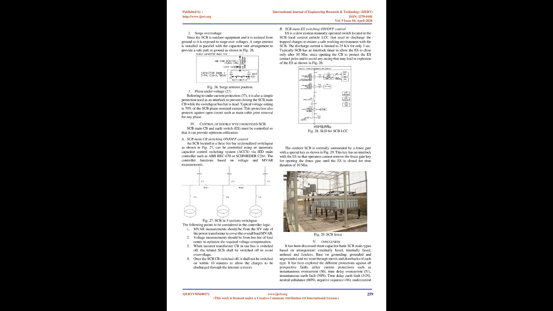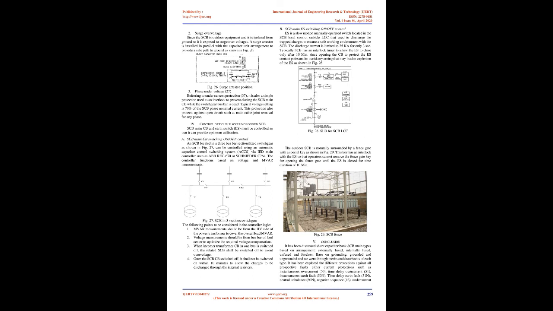Control of double wye ungrounded SCB. SCB main CB and earth switch, ES, must be controlled so that they can provide optimum utilization. SCB main CB switching on/off control. An SCB located in a 3-bus bar sectionalized switchgear, as shown in Fig 27, can be controlled using an automatic capacitor control switching system, ACCS, via IED main controllers such as ABB REC670 or Schneider C264. The controller functions based on voltage and MVAR measurements. The following points are to be considered in the controller logic.